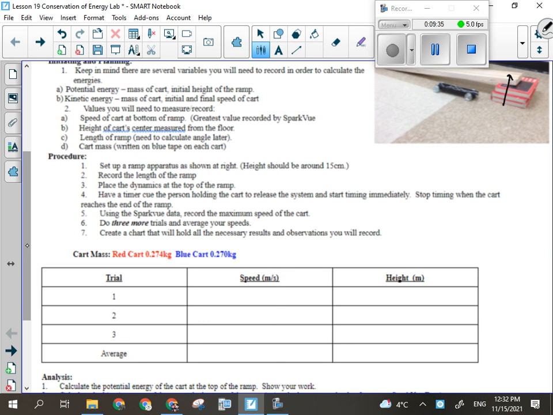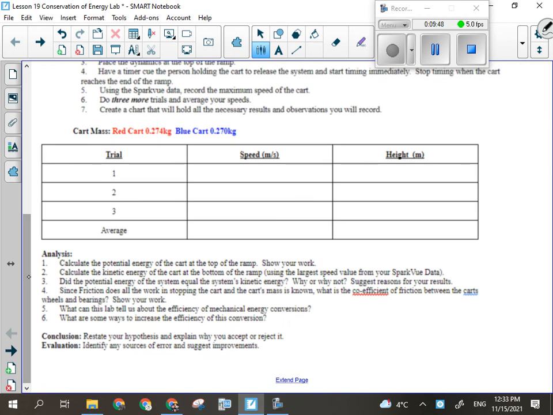You have to measure three things: height of the cart, which is going to stay the same every single time, the length of the ramp, same every single time, and the maximum speed of the cart, which is going to be really close, but you're going to get three different values there. You're going to record all of that in the chart and average it. Obviously for the height, that's easy because it'll be whatever this number is down here. For the speed, put the three values in, add them together, divide by 3 to get your average. And then you're going to perform the calculations here in the analysis.